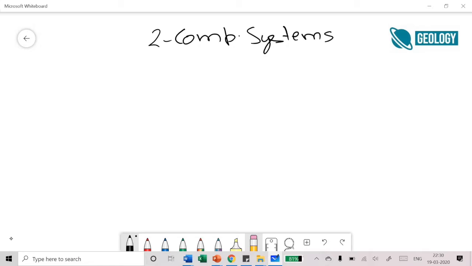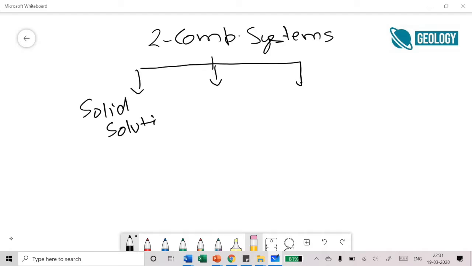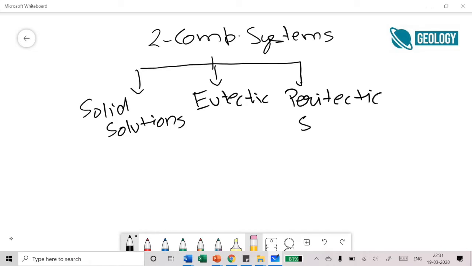And this behavior can be classified into three main types. The first one that you're going to see are the solid solutions. Solid solutions. And then after that, we'll study eutectic systems. And finally, we are going to go to the peritectic systems.